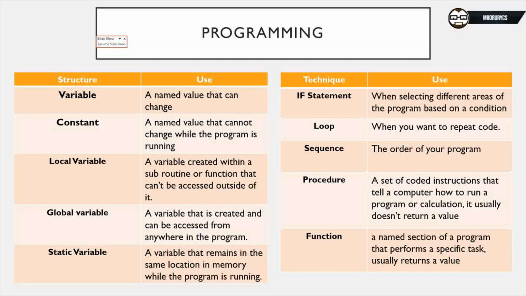If statement: selecting different areas of the program based on conditions. Loop: when you want to repeat code. Sequence: the order of your program. Procedure: a set of coded instructions that tell a computer how to run. It's usually a function that doesn't have a value coming out. You wouldn't add up two numbers and return a value, that would be a function. A procedure would change some bits and bobs but not tell the user. Okay, I can't think of an example there.